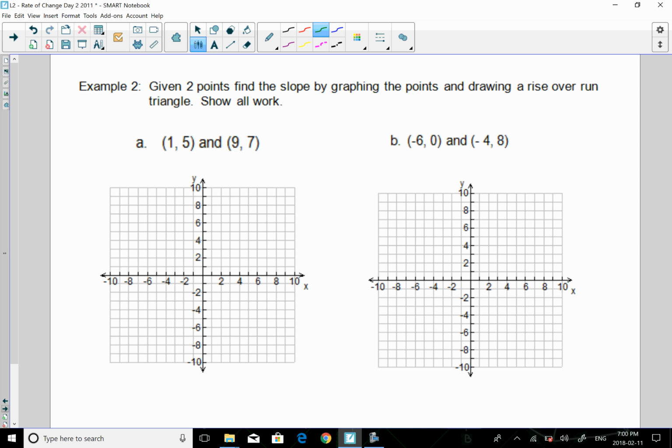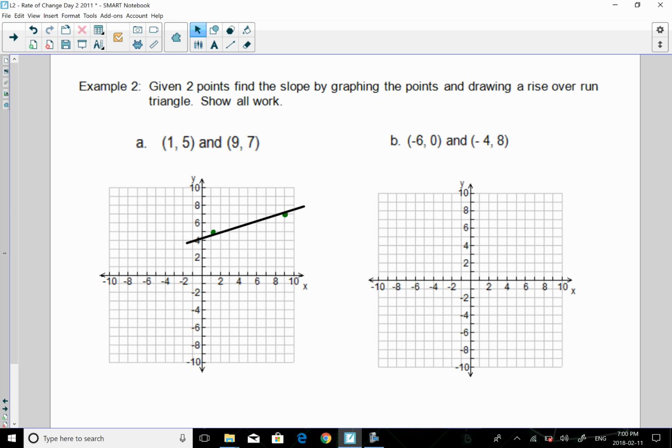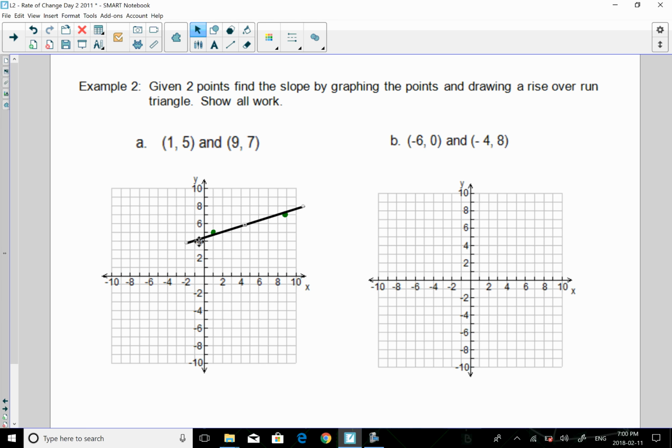Okay, and the last example I'm going to go through. Given 2 points, find the slope by graphing the points and drawing a rise over run triangle. Show your work. So here we're given 2 points. 1 and 5, and 9 and 7. That's my line. Just gotta fix it a little bit. And I'm going to draw a triangle with those points.